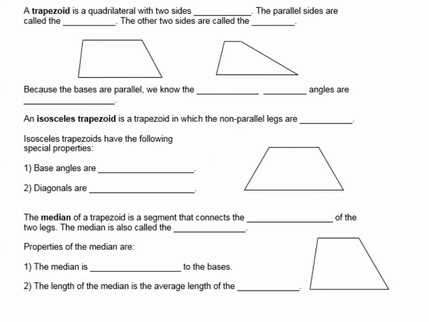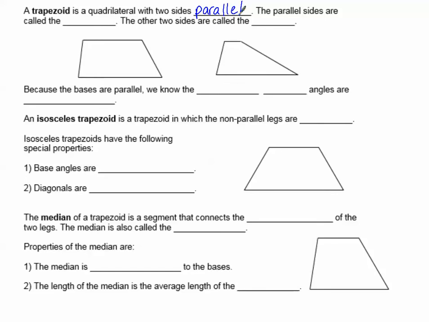And welcome to the video talking about the properties of trapezoids. So a trapezoid is a quadrilateral with two sides parallel. And again, we're still talking about quadrilaterals, so it still has four sides, and all four angles still add up to 360.